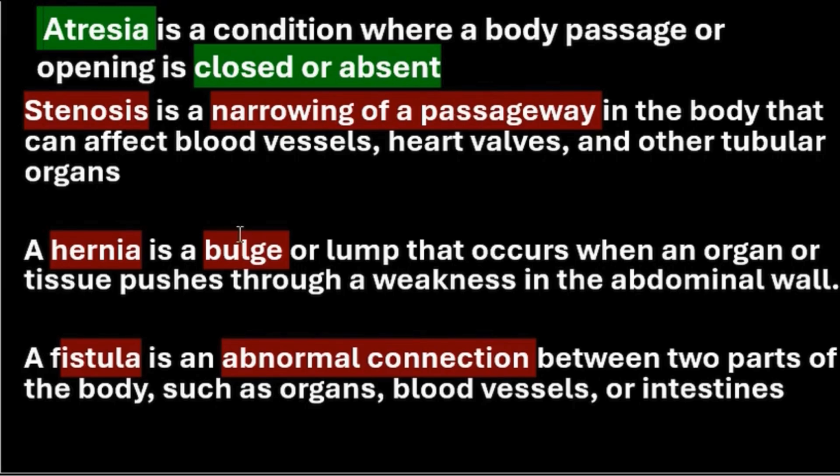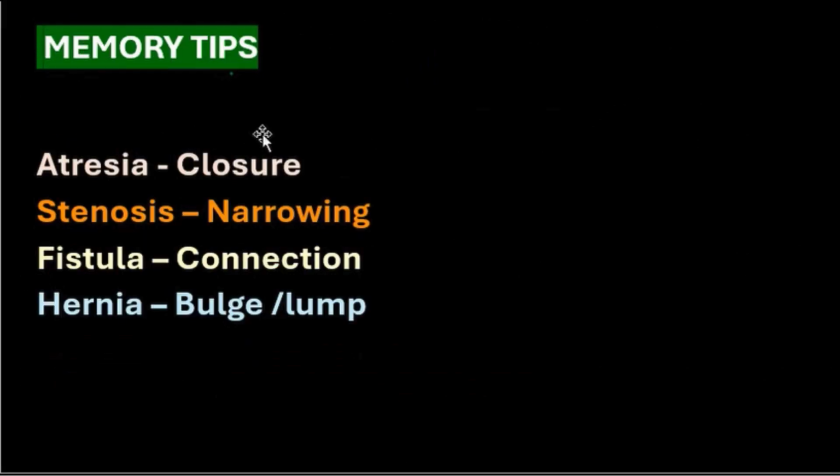Then stenosis is narrowing. Then hernia is a bulge or lump that occurs when an organ or tissue pushes through a weakness in the abdominal wall. So that is the bulge. Hernia is a bulge, and fistula is an abnormal connection between two parts of the body, such as organs, blood vessels, or intestines. So here the tips for you. Atresia, closure or absence of opening. Stenosis, narrowing. Fistula, connection. Abnormal connection is fistula, and hernia is the bulge or lump.